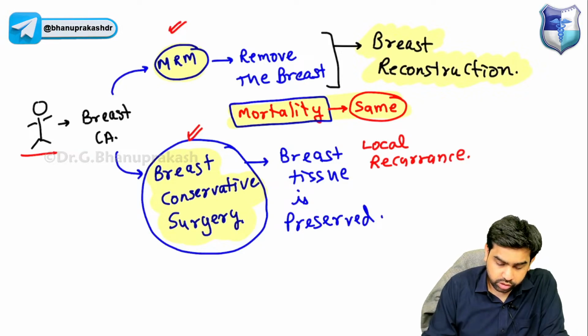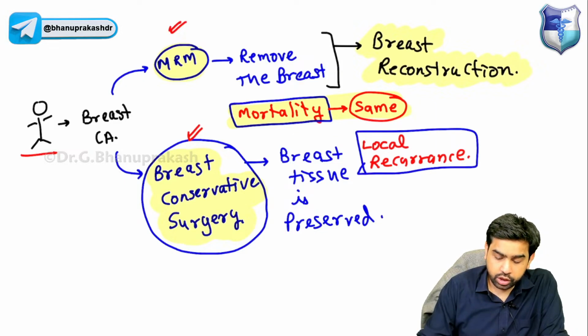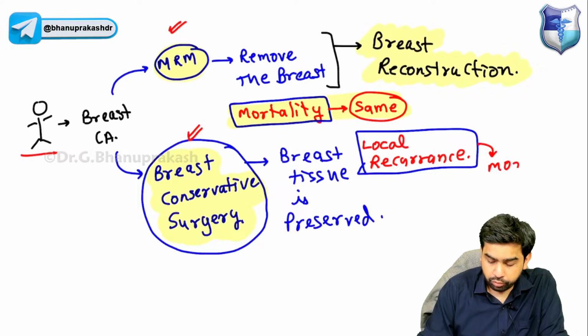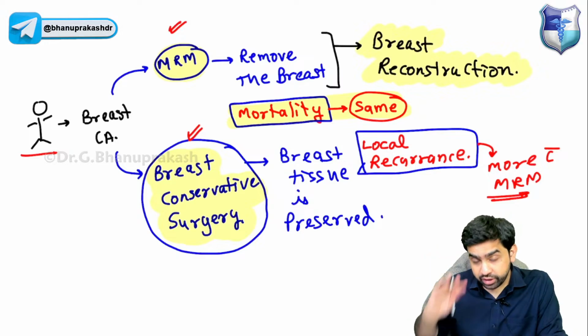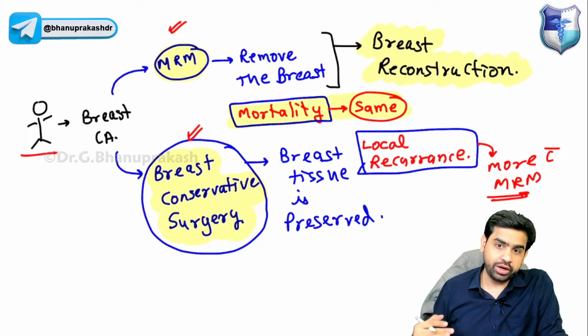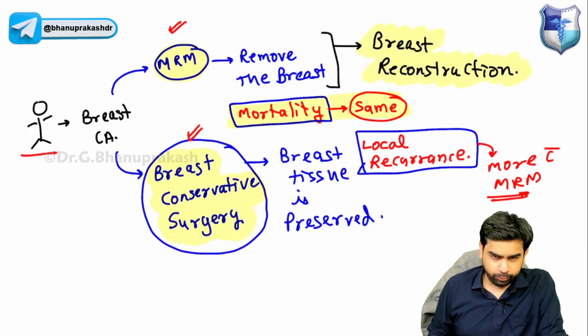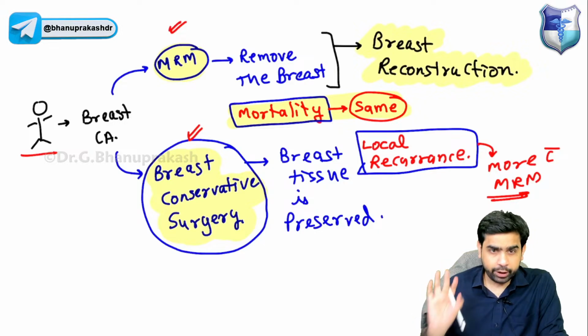So please try to understand, the local recurrence is more with modified radical mastectomy. It is going to be more with the modified radical mastectomy, but this doesn't translate into mortality. I hope you're able to understand this particular point, guys. Okay, understood?